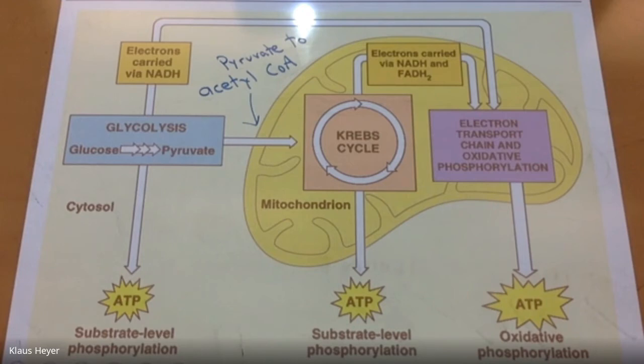Acetyl-CoA used to be pyruvate. Pyruvate used to be glucose, which is your blood sugar. Glucose used to be, let's say, starch when it was in your stomach. And that starch used to be a biscuit.